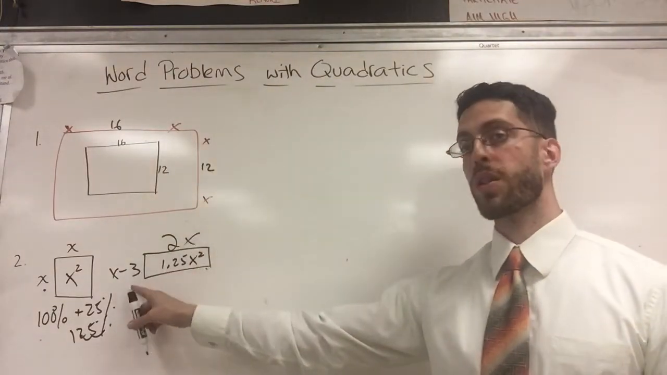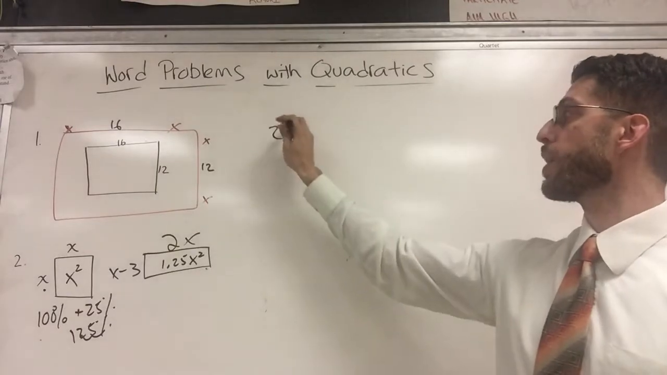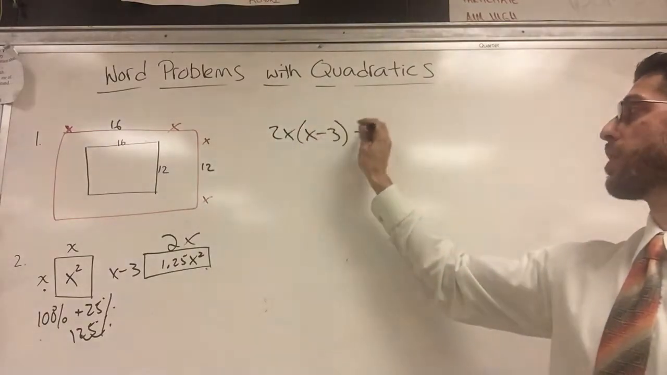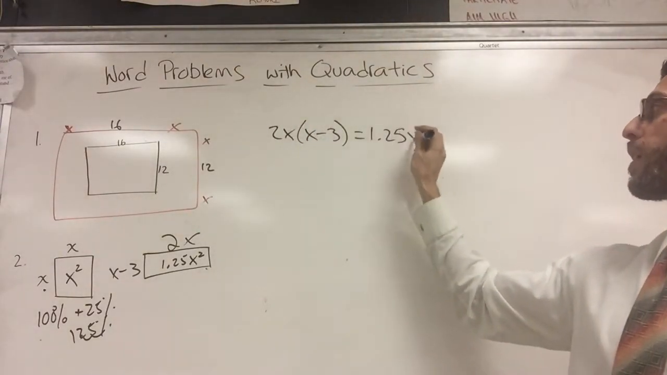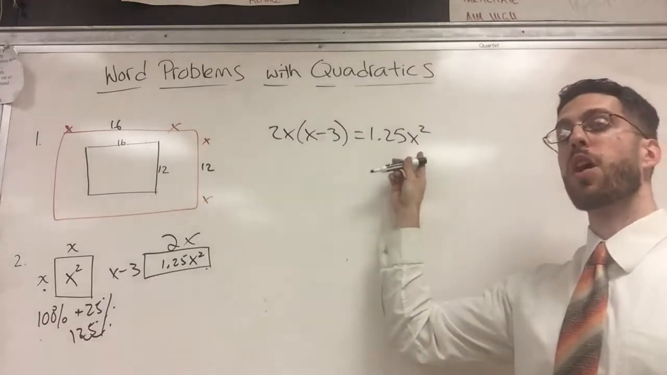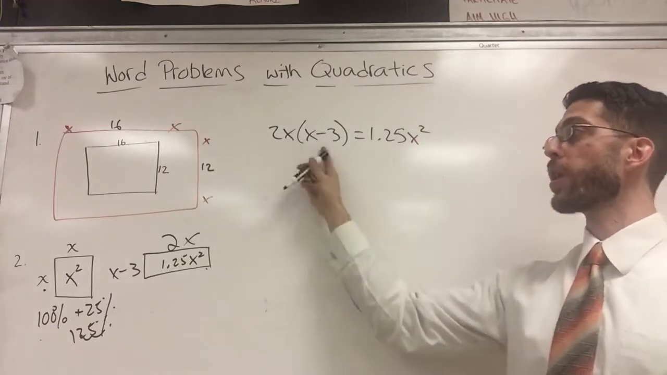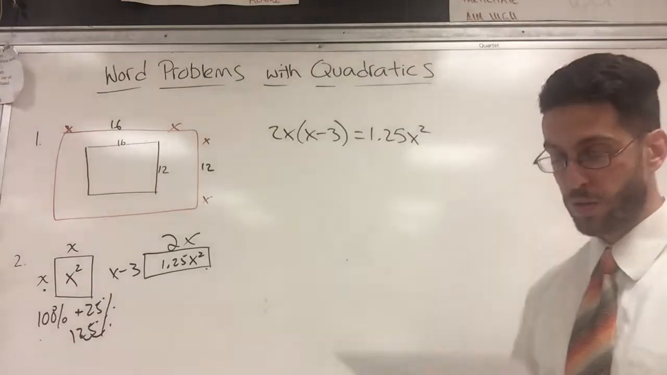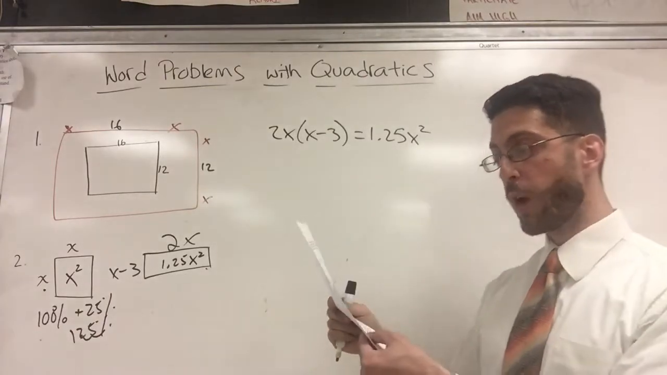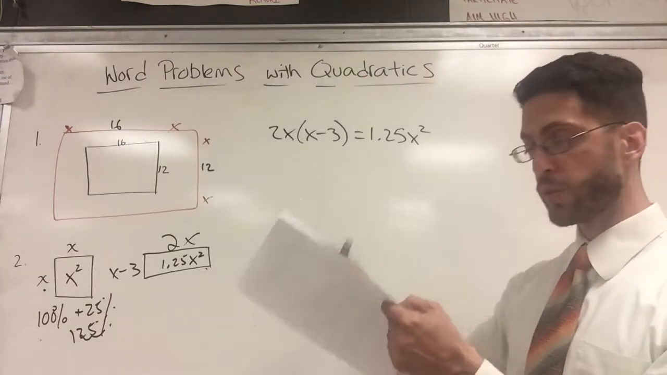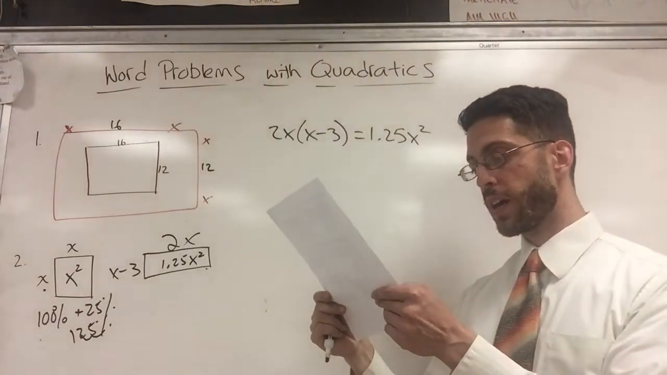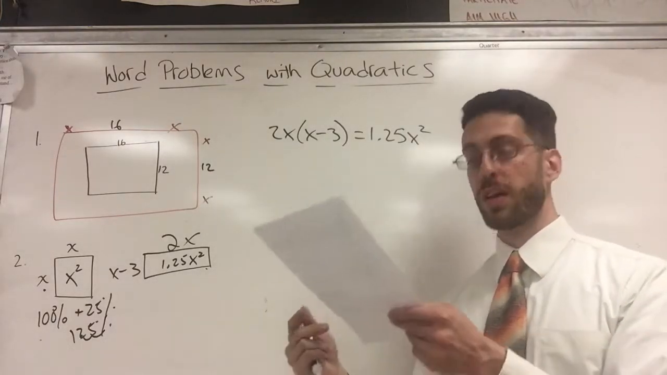Length times the width equals area. So 2x times x minus 3 is going to equal 1.25 x squared. 125% of the original area is the new area, the new length times the new width. So they say write an equation that could be used. Boom, there's your equation. And now they're going to ask you to determine the new area.